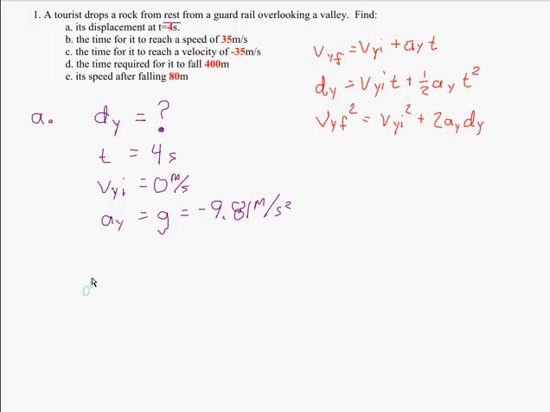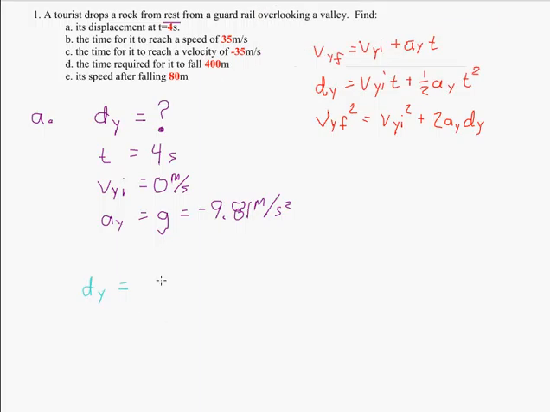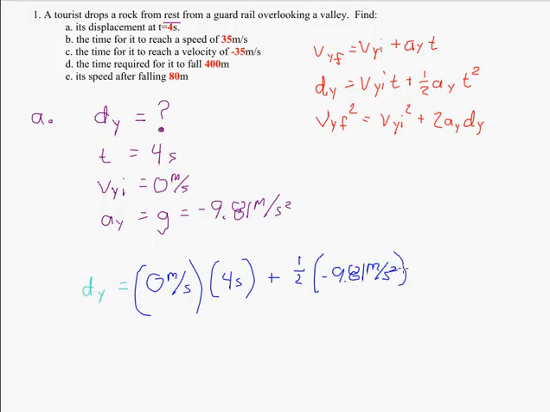You're going to say dy equals, let me pick a different color, let's go to like a dark blue. Dy equals your VYI, which is 0 meters per second, multiplied by your time of 4 seconds. And you'll realize that Mr. Shaw just loves parentheses. Plus 1/2 times negative 9.81 meters per second squared, times your time, which is 4 seconds quantity squared.